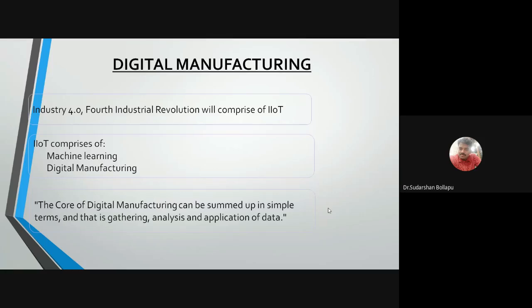The core of digital manufacturing can be summed up in simple terms: gathering, analysis, and application of data. Manually we already handled these three aspects, and validated the data using simulation software earlier, but that software has been developed with Industry 4.0 concepts of machine learning and big data. Industry 4.0 comprises four aspects: machine learning, internet of things, artificial intelligence, and additive manufacturing, that is digital manufacturing.